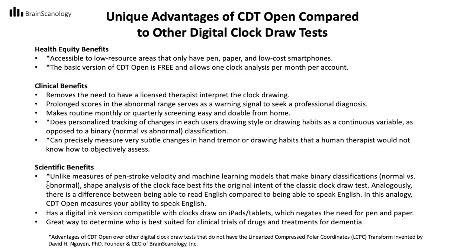CDT Open is unique because we do not measure pen stroke velocity, and our machine learning models do not make binary classifications of yes or no or normal versus abnormal. We measure changes in the shape of the clock, which was the original intent of the classic clock draw test. CDT Open is unique because we have the linearized compressed polar coordinates transform, which I invented, and allows us to measure subdimensions of shapes that the human eye could not see and that were impossible to measure until now.